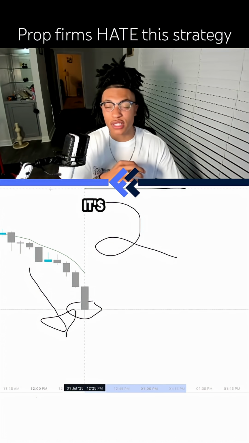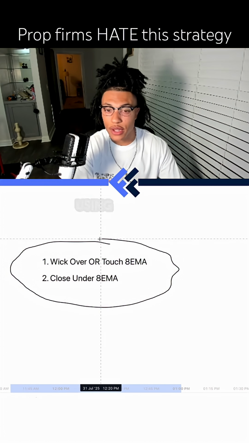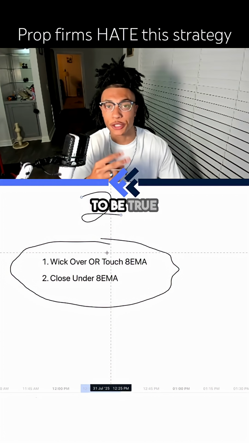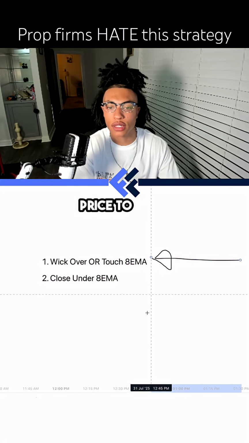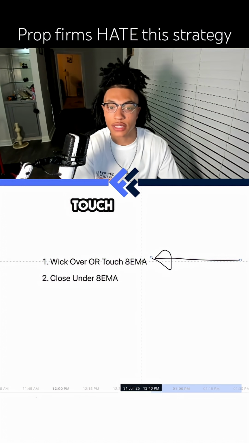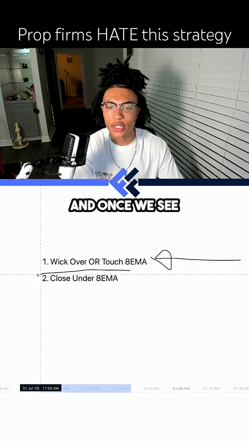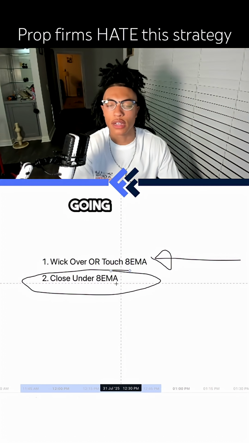But if you get it wrong, it's gonna make or break your entire trade. Now, in order to actually get into a trade using step 2, we need two things to be true. The first thing we need is either A, price to come over the 8 EMA, come back down and close under it, or B, touch the 8 EMA equilibrium zone, reject off of it, and close under it. And once we see that close under the 8 EMA, we're finally going to be able to get into a trade.